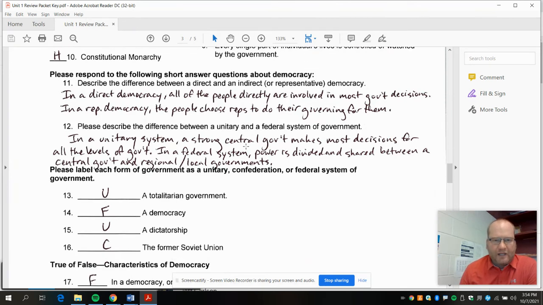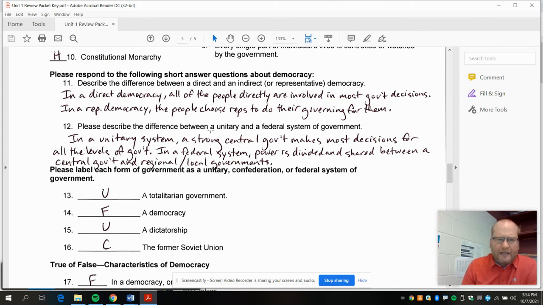All right, 13 through 16 asked you to label each form of government as unitary, so you could use a U, or a confederation, so a C, or federal system of government. A totalitarian government is definitely going to be a unitary government, where there is a strong central government, oftentimes maybe just one person in control of everything and dictating everything that happens.